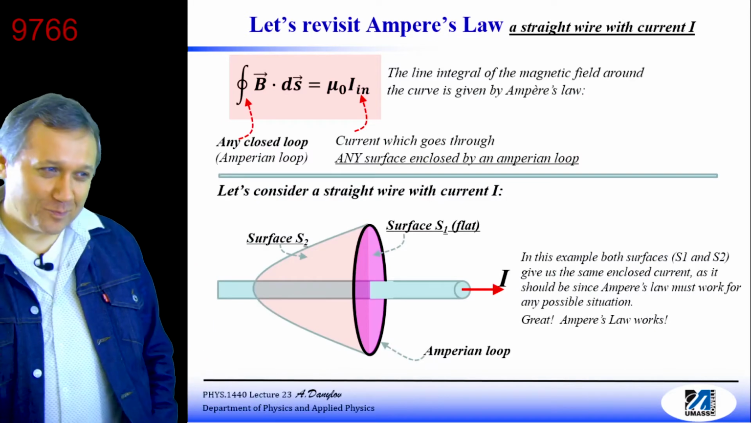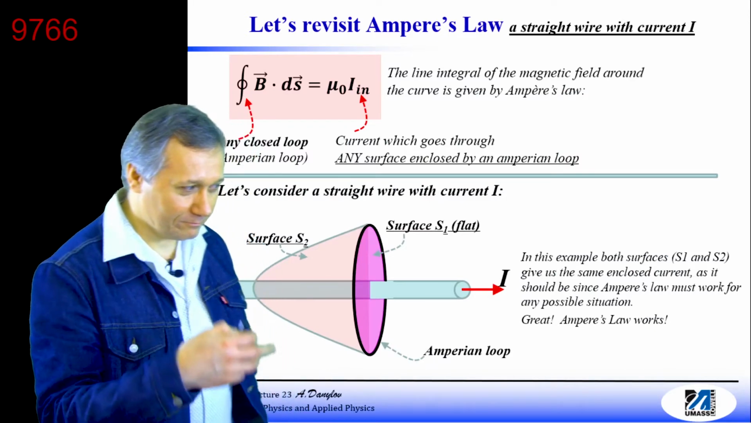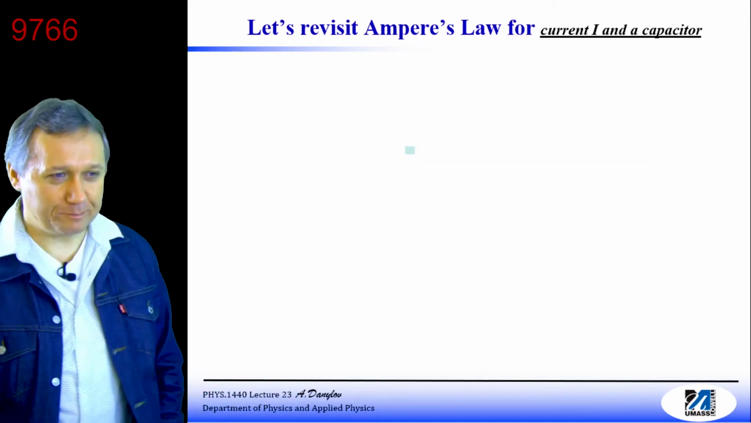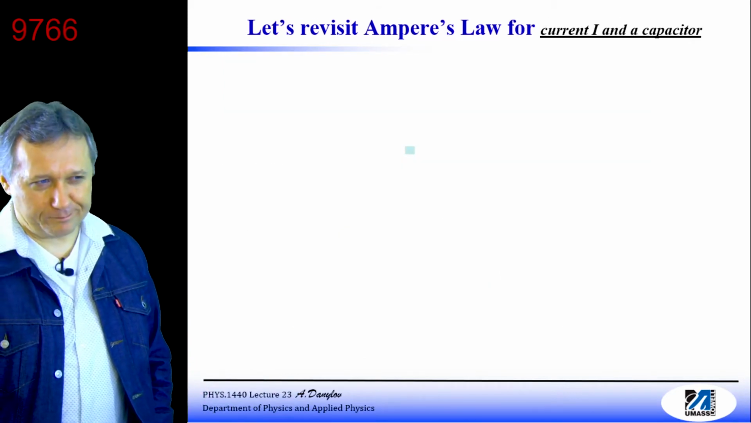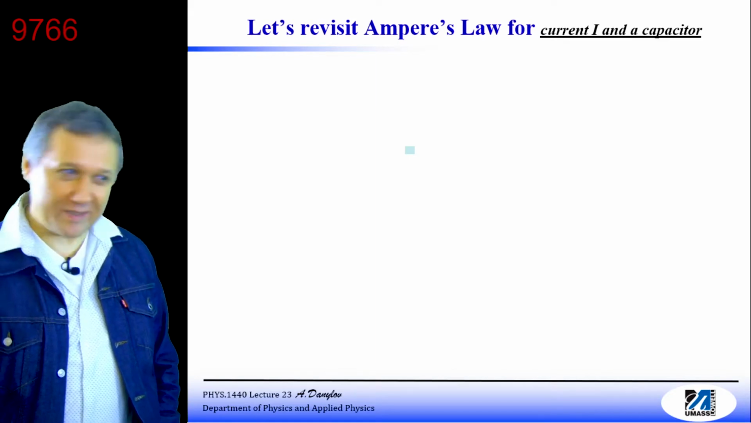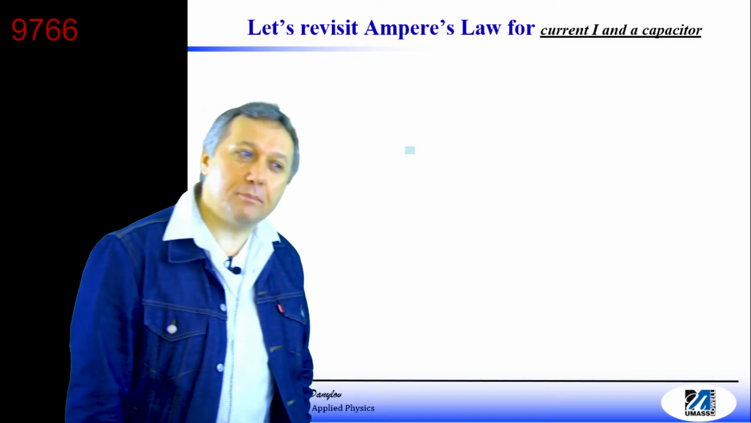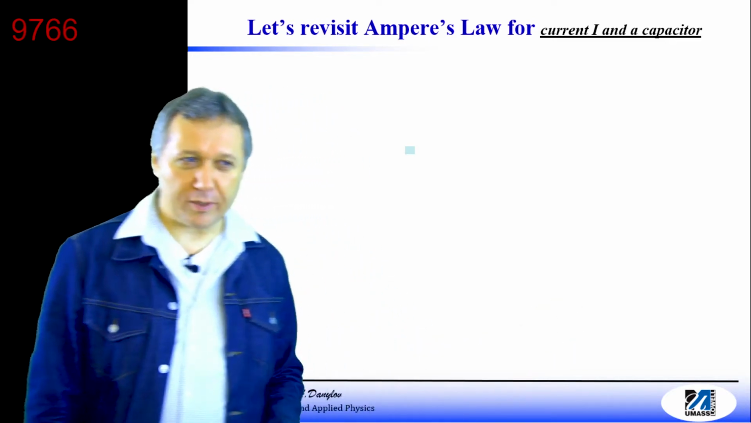So anyway, what did he find? He said, you know what, your example is too simple. Let's look at a more complicated example. Let's add a capacitor to this circuit. Okay, part of the circuit.